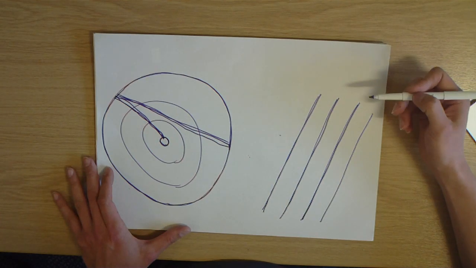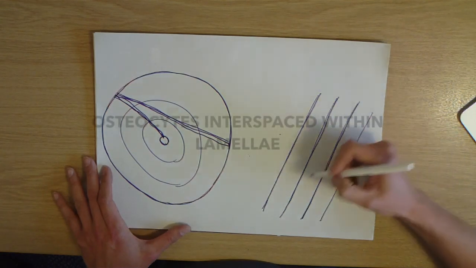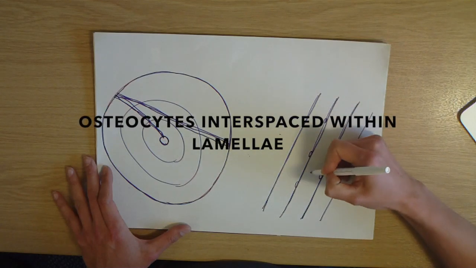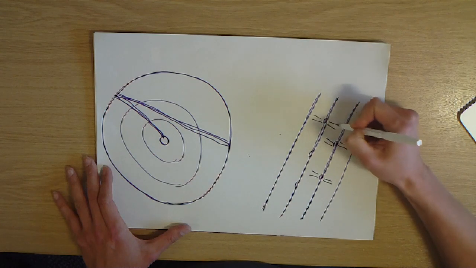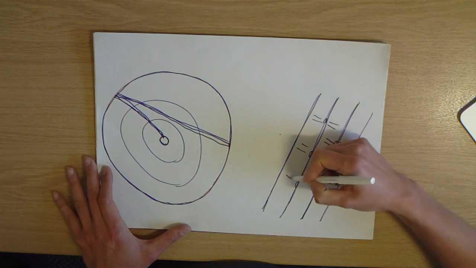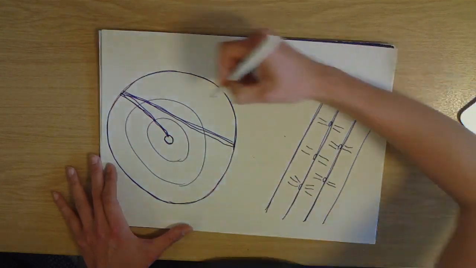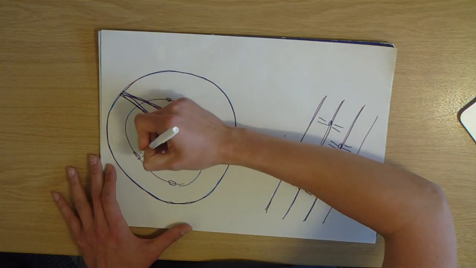If we look at the cellular arrangement, in terms of the cells in bone, we can see there are osteocytes interspaced between lamella with canaliculi, which allow communication between the cells to maintain the cellular environment, and similarly this is the case in the osteon.